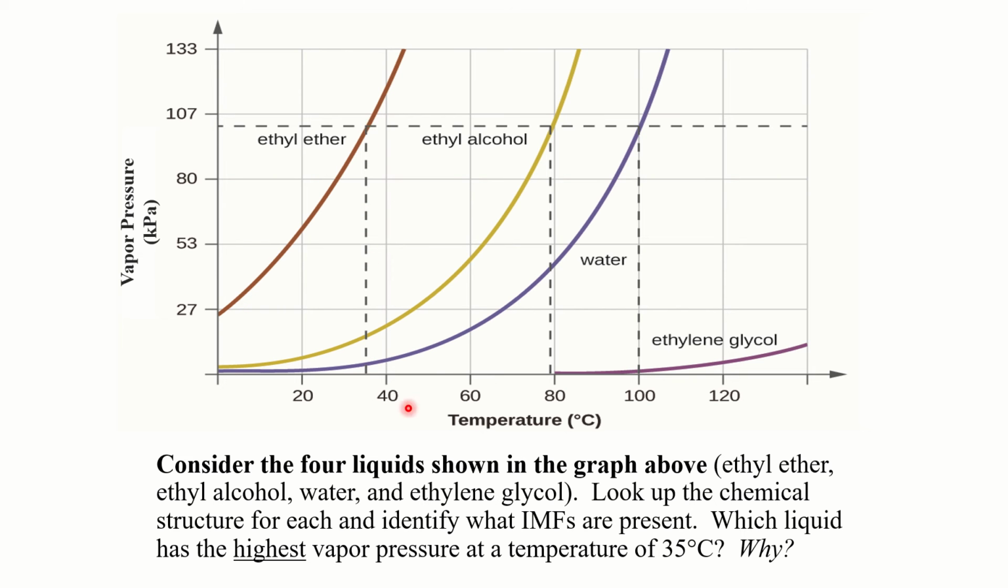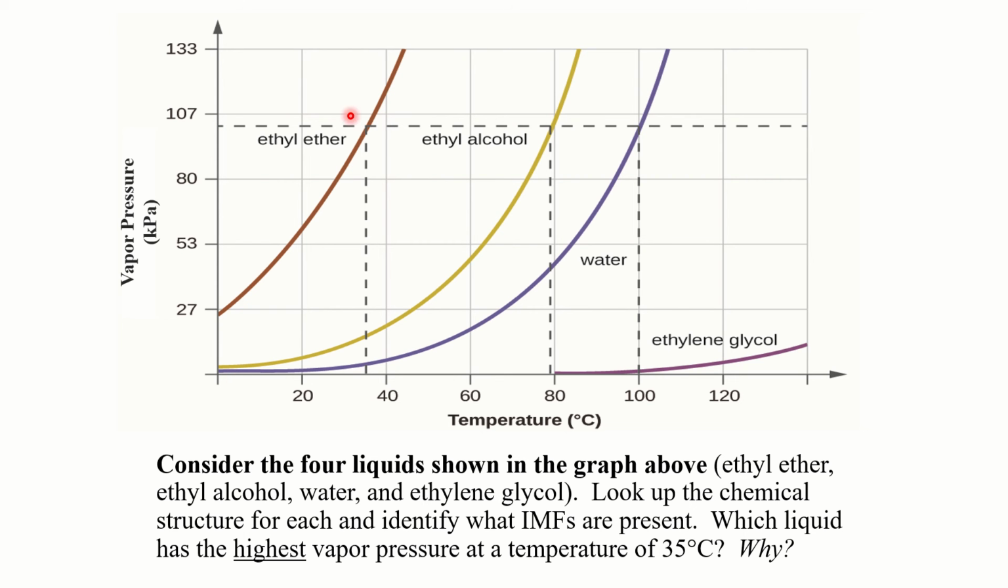The second question then is why? If you look up the structure of these molecules, you will find ethyl alcohol is CH3CH2 with an OH. Water is H2O. Ethylene glycol is 2 CH2s with OHs on either side, whereas ethyl ether is an oxygen in the center with 2 CH2CH3 groups on either side.